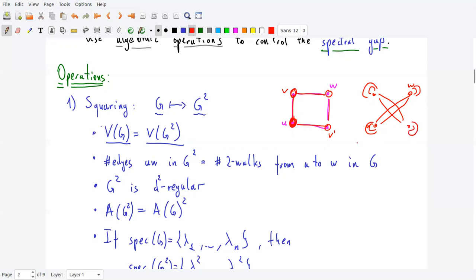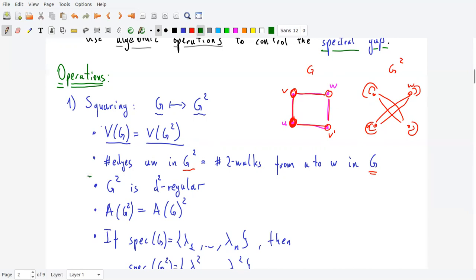So in other words, every walk of length 2 in G contributes to exactly one edge in G square. If I have a graph G that is a C4, then this is the graph G square. Good. So what are the properties of this construction?